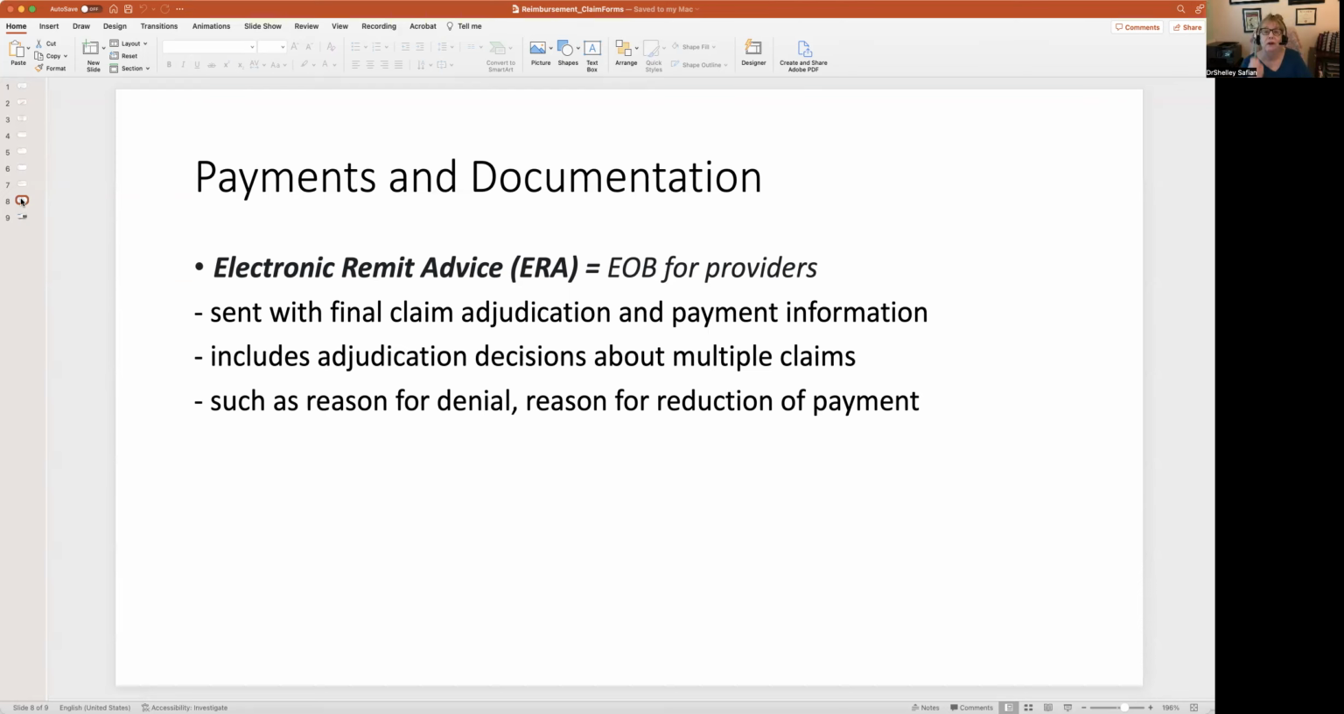Very, very important. When you get an ERA, when you get that remittance advice back, you need to check the tiny little letters at the bottom. You need to find out why something was not paid in full or why something was not paid for at all, because it may require you to fix something and resubmit or send in an appeal to say, you know, the patient, this is medically necessary, whatever.